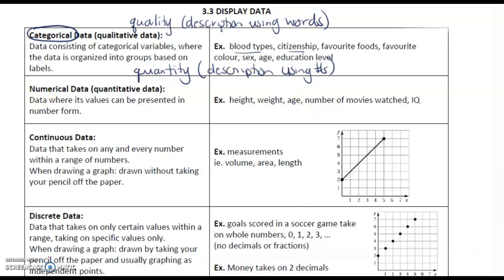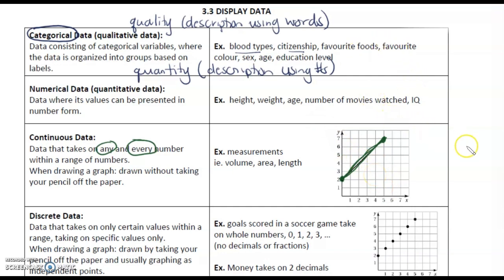Okay. Then we have something called continuous data. This is data that takes on any and every number within a range of numbers. And when we draw this, such as this example, we draw it without taking our pencil off of the paper. So we have two endpoints, but we hit every single number between those two endpoints. Okay, such as measurements, volume, area, length.